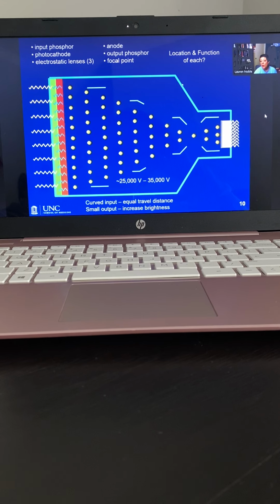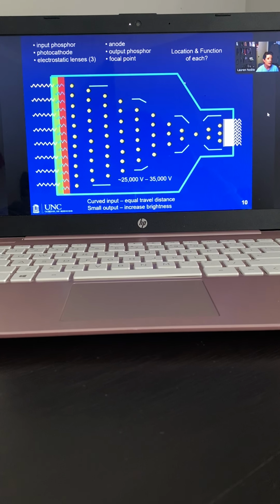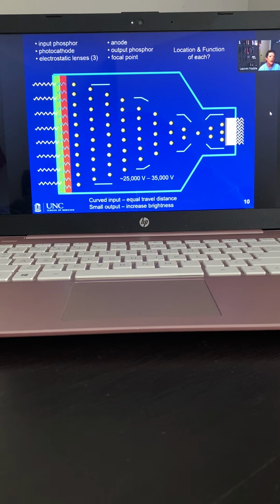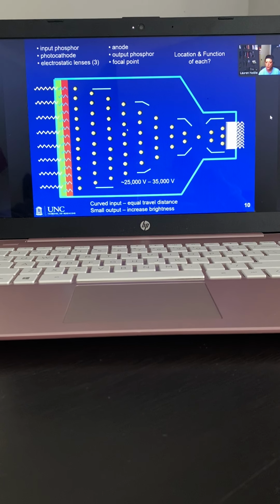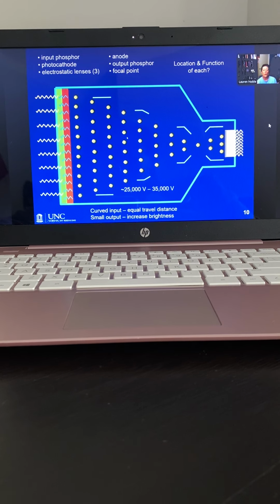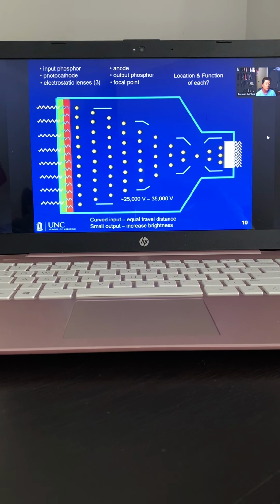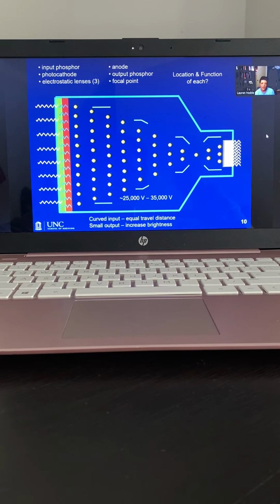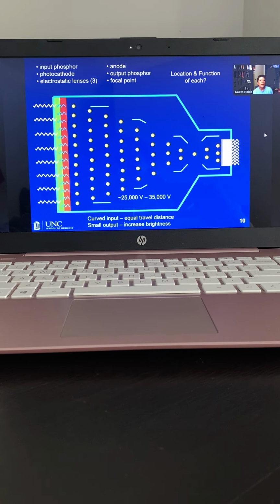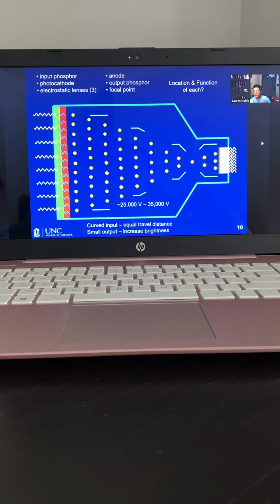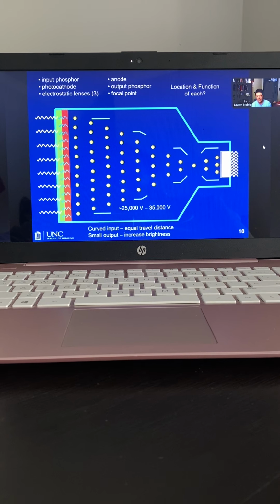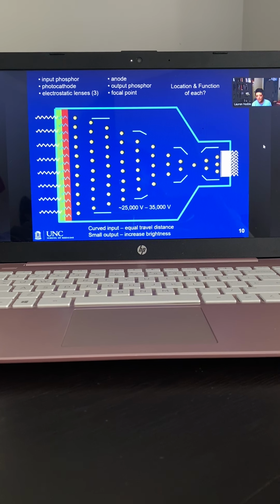So those are the components. On a test, you could be asked to identify the input phosphor. I might give you a picture like this and have an arrow pointing to the input phosphor and have you identify it. I might ask you what the input phosphor is composed of. It's cesium iodide. So be able to label a diagram like this and know what the components do.